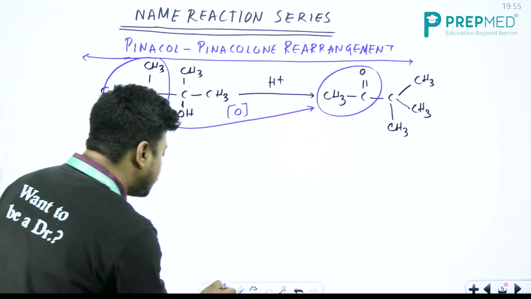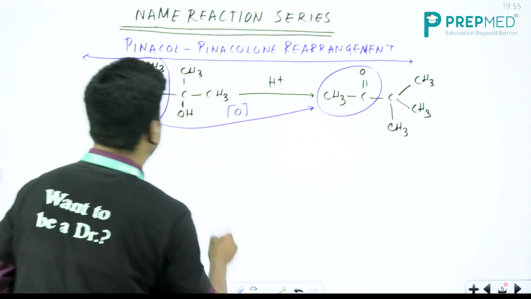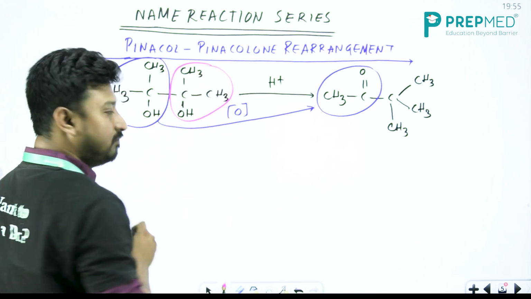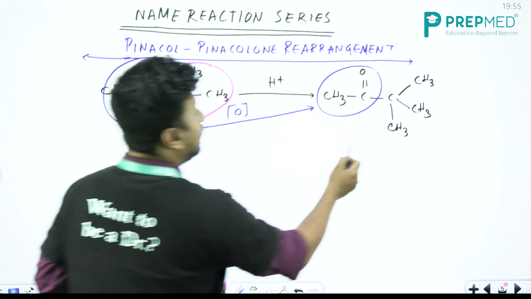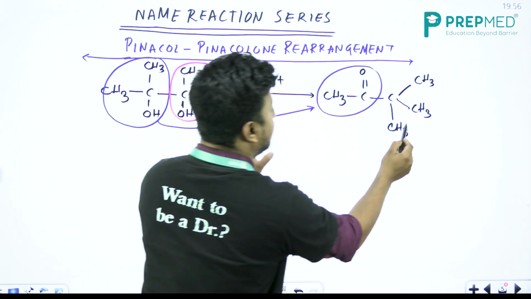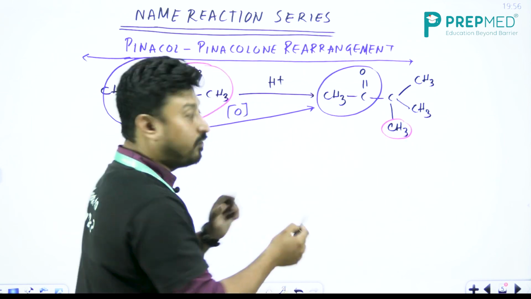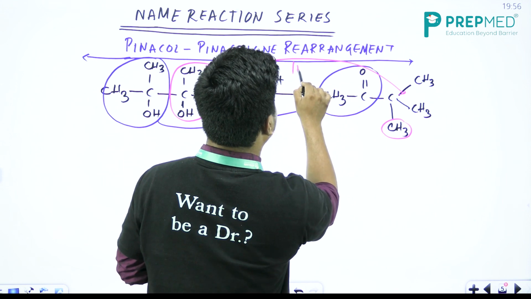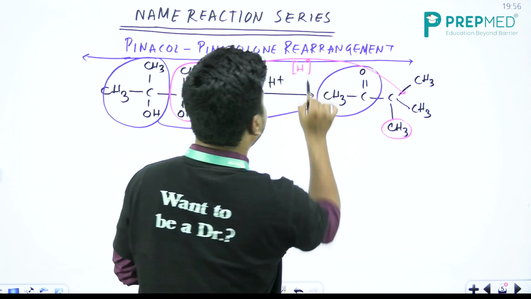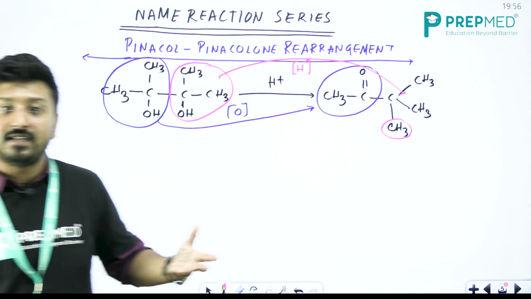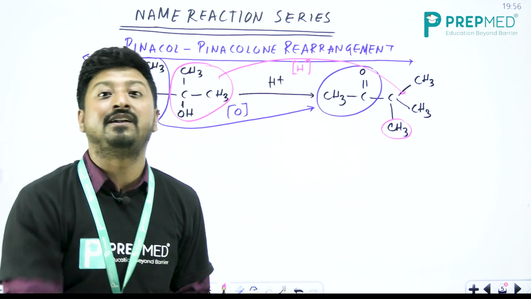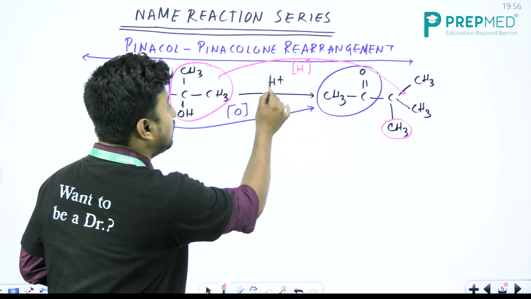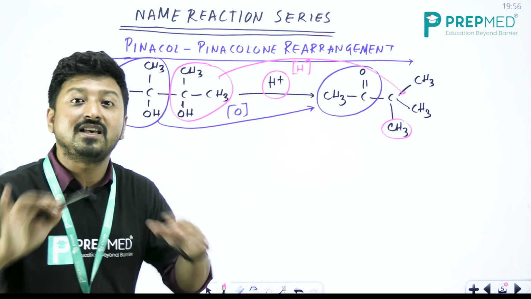And if we talk about the other part, here also there is a tertiary alcohol, but instead of this OH there is a methyl group. So what can we say? We can say that this part has undergone a reduction. That means in one part there is an oxidation and in another part there is a reduction. And what is the reagent? Simple, just an acid is the reagent.